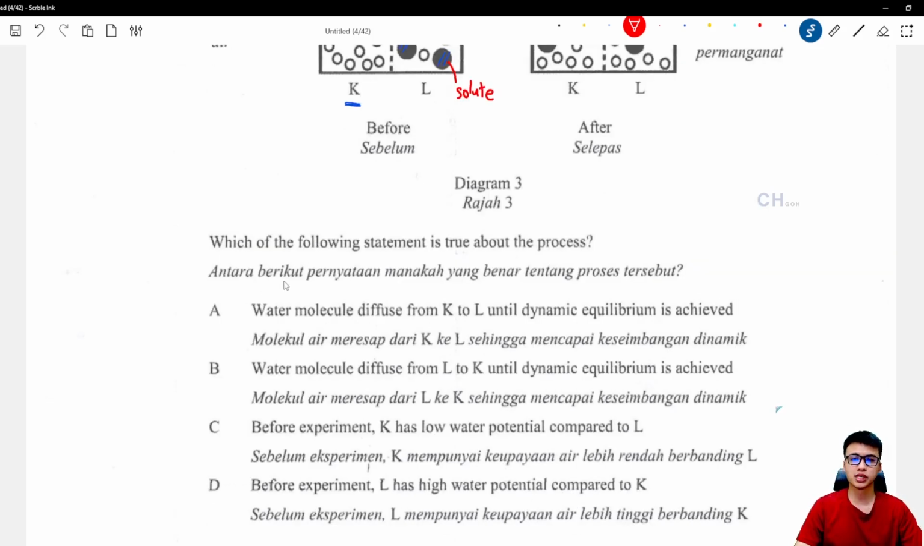So which of the statements is true about the process? Water molecules should diffuse from K to L. Water molecules diffuse from K to L until dynamic equilibrium is achieved. The answer should be A for this question.